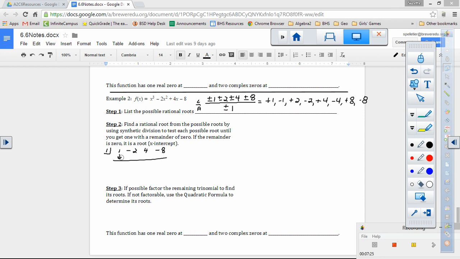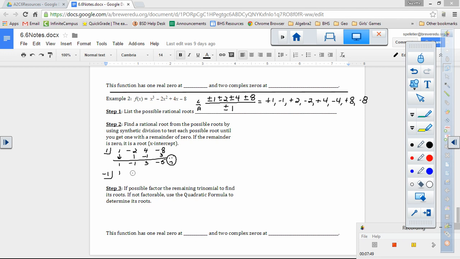Drop the 1. 1 times 1 is 1. Negative 2 plus 1 is negative 1. Negative 1 times 1 is negative 1. 4 plus negative 1 is 3. 3 times 1 is 3, and then this gives me negative 5. So not a root. All right, let's try a negative 1.